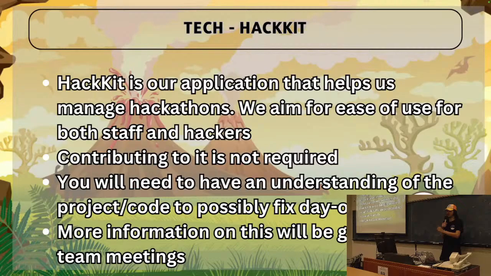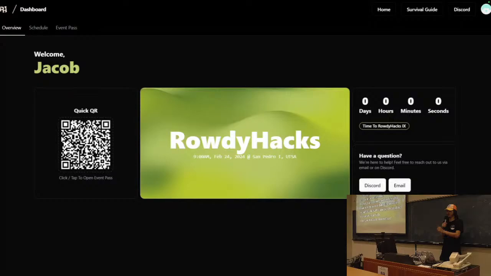And on the next slide, I believe, is an example of HackKit. If y'all haven't seen it, if y'all came to this last Rowdyhacks, this is HackKit essentially. This is our main homepage. There'll be a whole bunch of tabs as well. I think it's still up, rowdyhacks.org/dash. So you can go visit it, take a look around. If you have any questions about HackKit, hit us up in the Discord. We will be happy to direct y'all to the repository because this is open source.